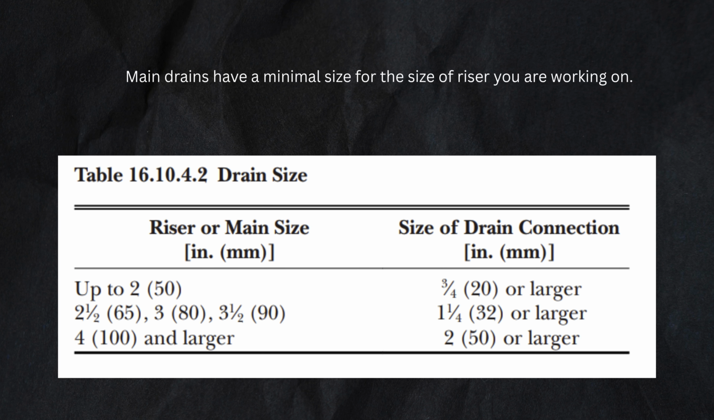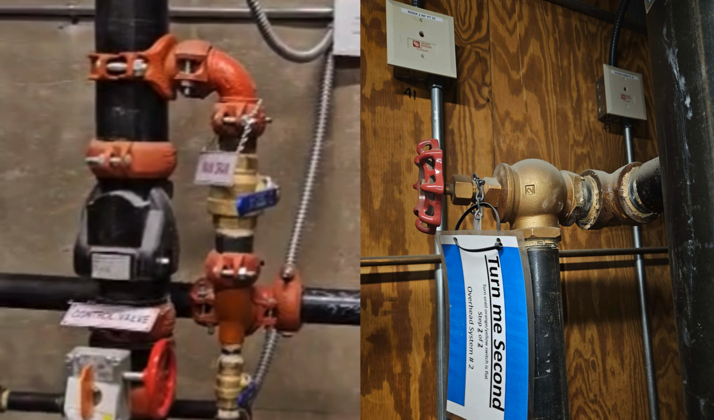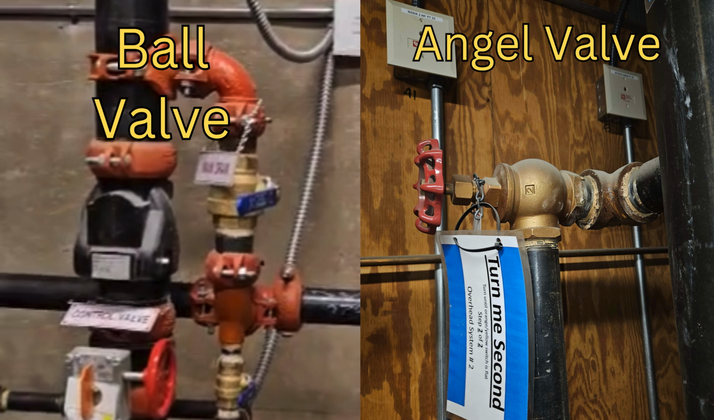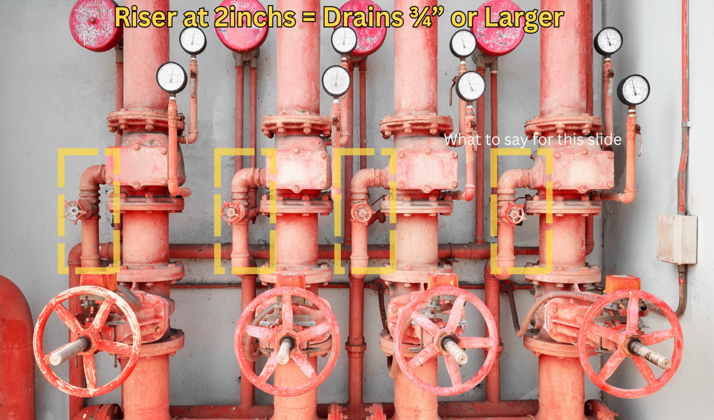Main drains have a minimal size for the size of riser you are working on. A main drain drains all, if not most, of the system. These are the 2 most common types of valves you will see as main drain: ball valve, angle valve. Drains with riser size of 2 inches and smaller shall have a drain size of 3/4 or larger.